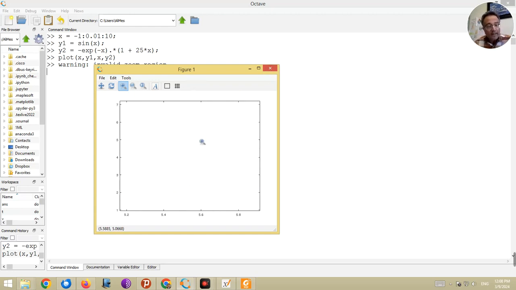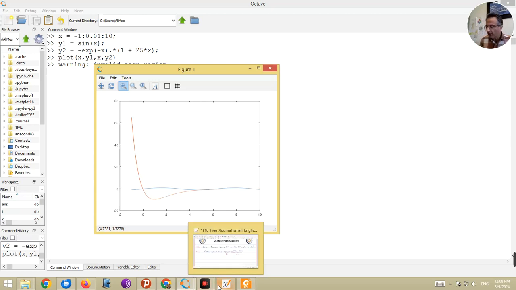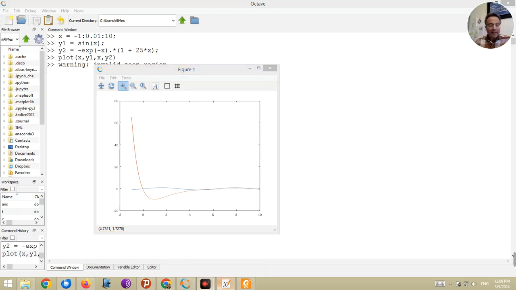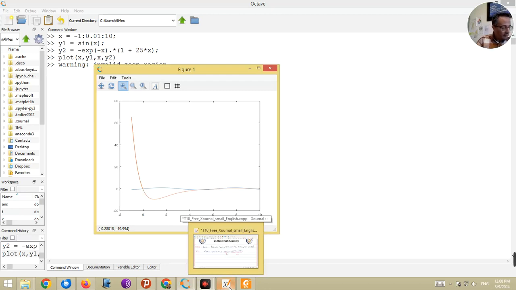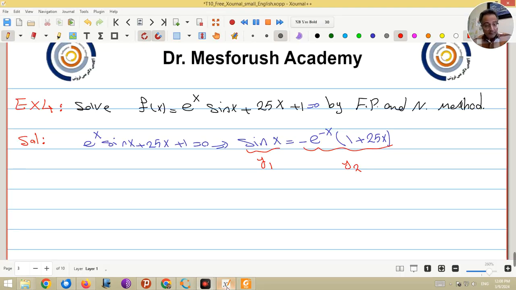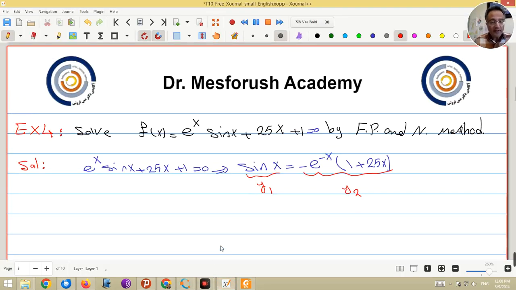Now let me try to solve the equation by fixed point by finding the suitable function g of x for the interval -1 and 0. Okay, first of all, we have several different choices for g of x.